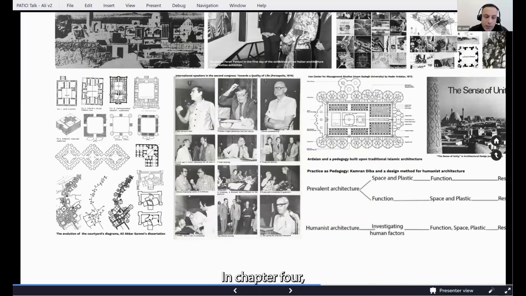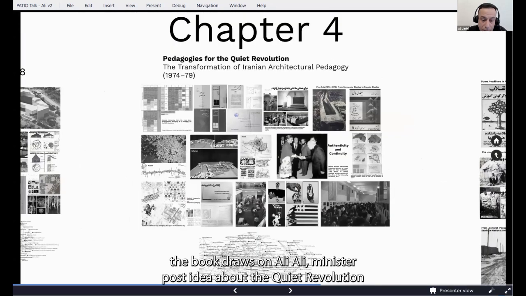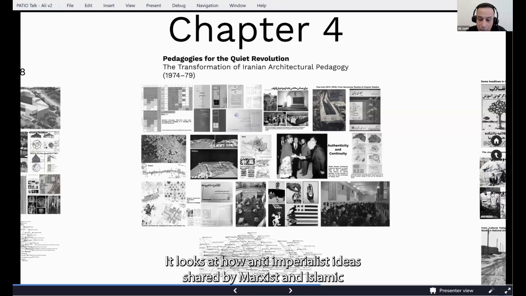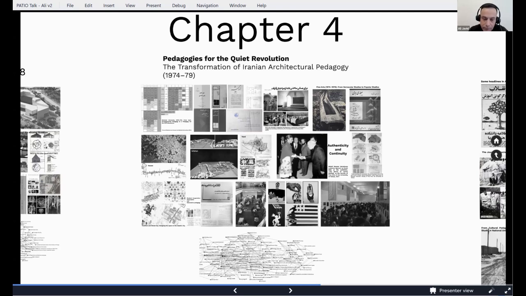In chapter 4, the book draws on Ali Mirsepassi's idea about the Iranian Revolution to explore the significant shift towards Eastern Islamic perspectives and culture in pedagogy during the 5 years leading up to the 1979 Islamic Revolution. It looks at how anti-imperialist ideas shared by Marxist and Islamic students, thinkers, and student associations challenged the previously dominant Western-focused approach in architectural pedagogy.